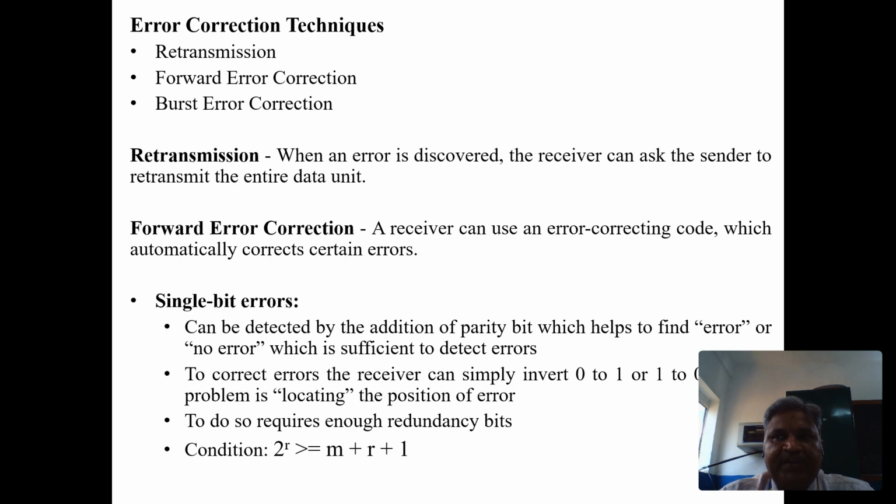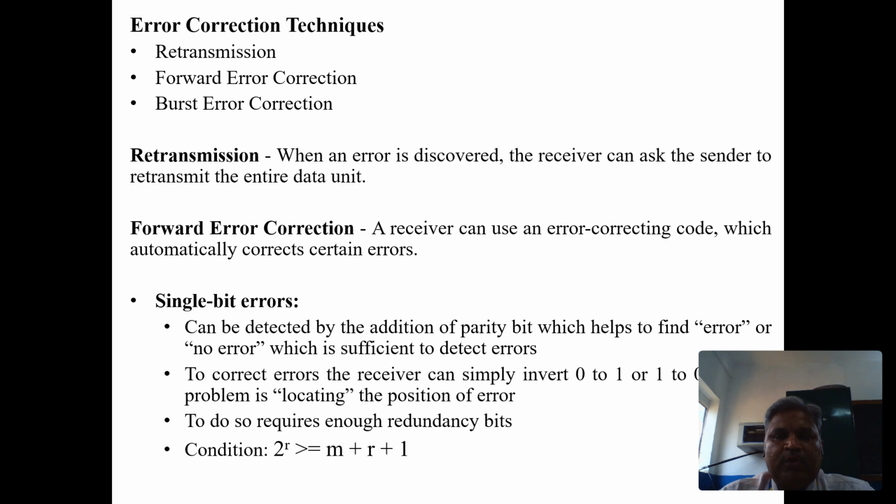To find the redundant bits, we need to adopt a formula which is applied with the help of the trial and error method. The formula is shown on the screen. It should be 2 power r greater than or equal to m plus r plus 1. The condition is 2 power r, where r represents the number of redundant bits, which should be greater than or equal to m plus r plus 1, where m represents the number of bits that are present in the data.